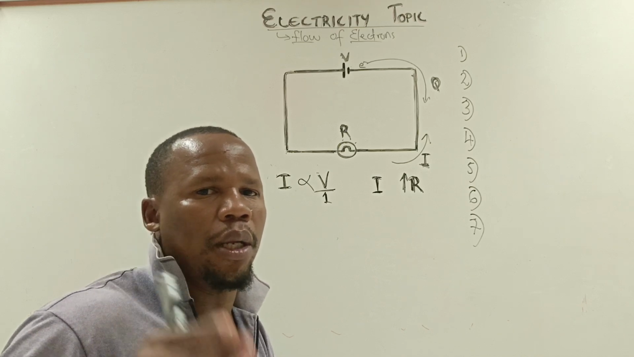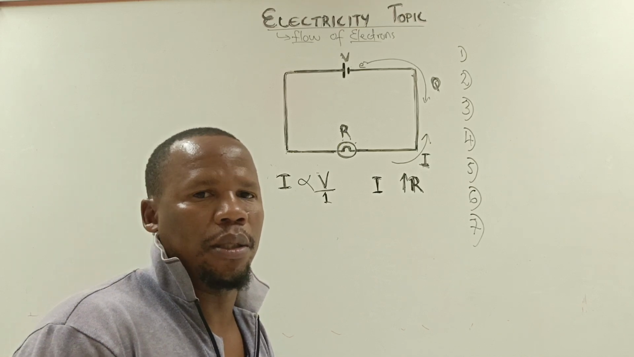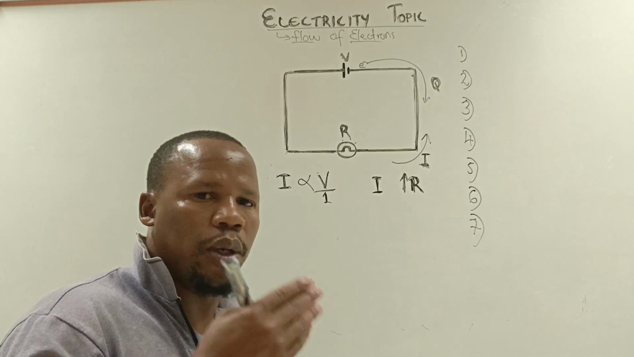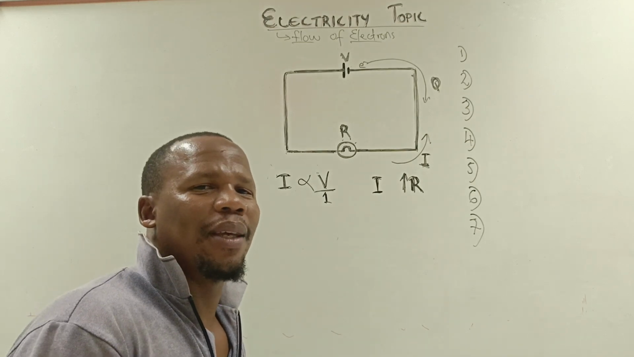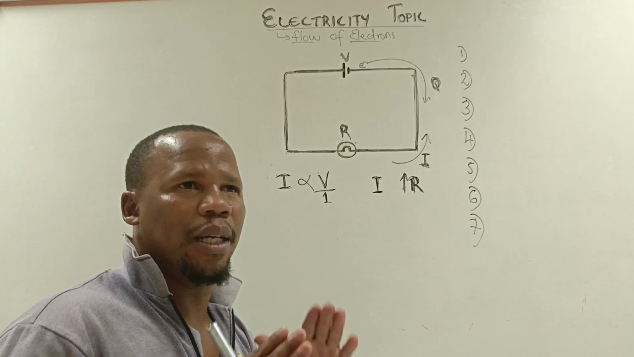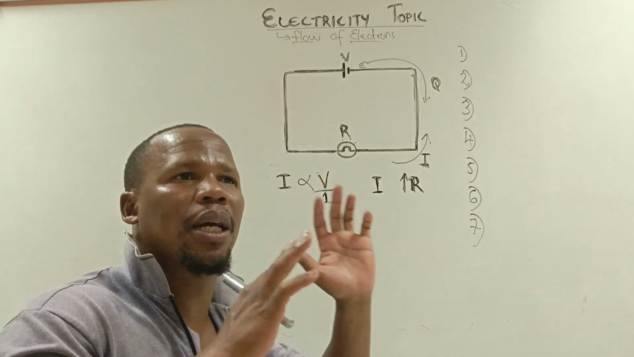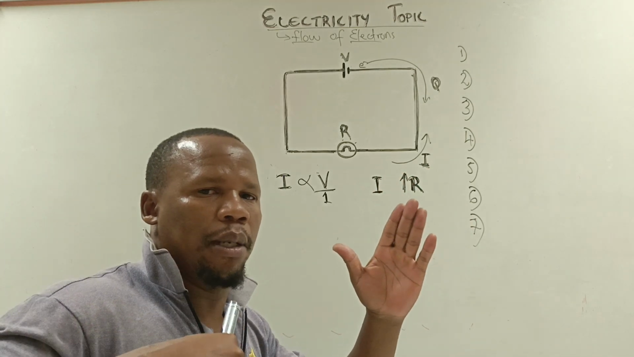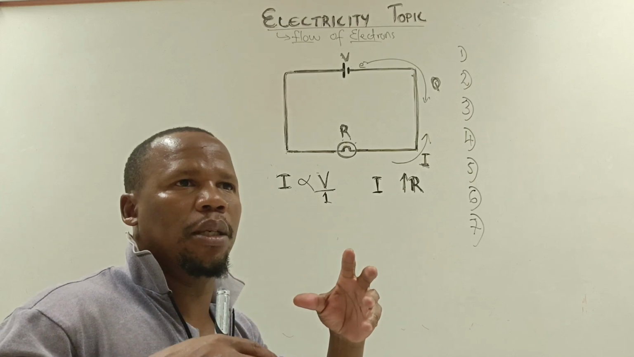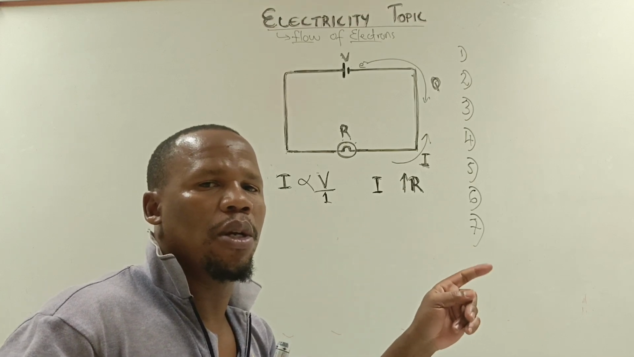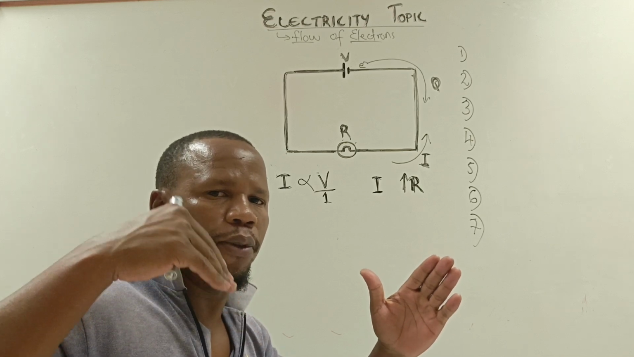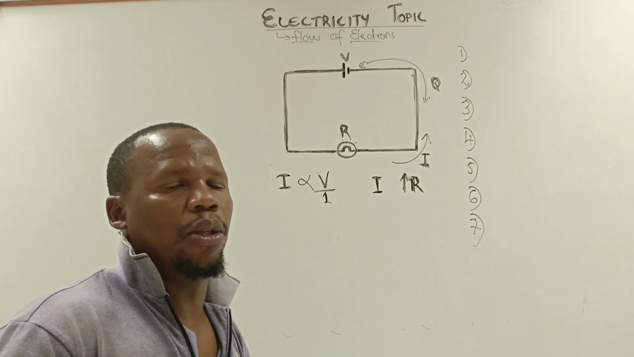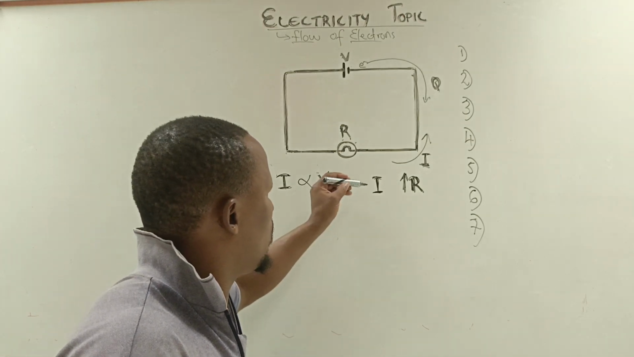If you increased the resistance, the population of electrons flowing in the circuit is going to go down. You got it correct. Remember, the amount of current in a circuit is dependent on the population of electrons. If the population of electrons flowing in the circuit goes down, so will the current. So if you increase resistance, current will go down.